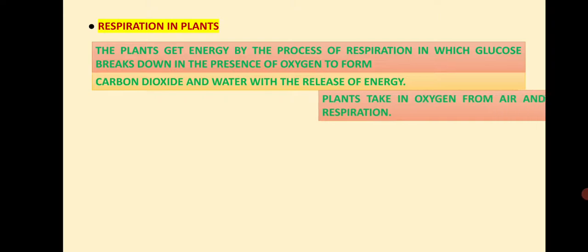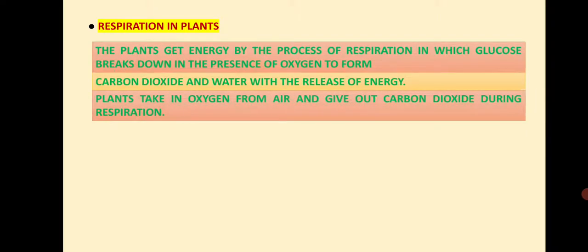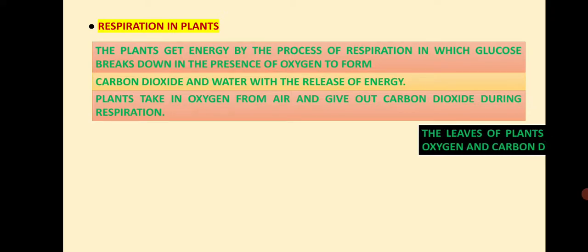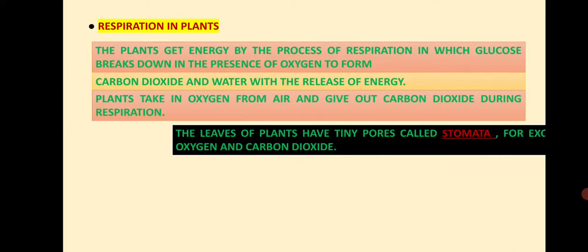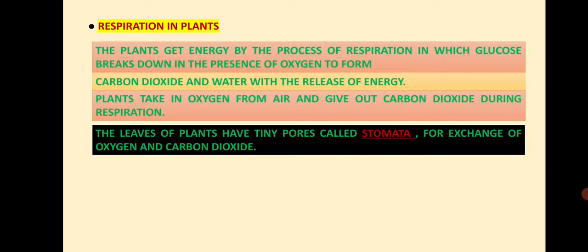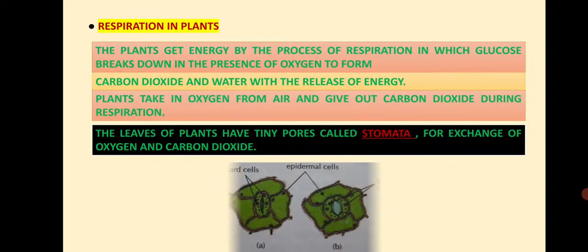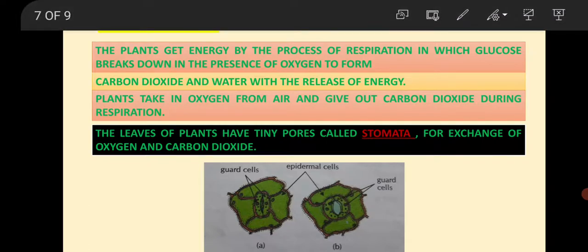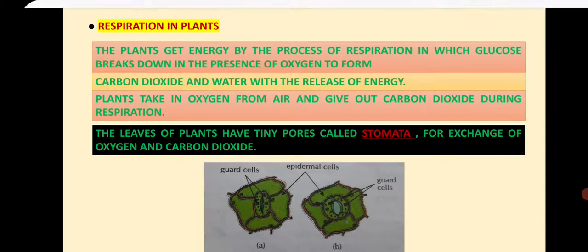Plants take in oxygen from the air and give out carbon dioxide during respiration. The leaves of plants have tiny pores called stomata. The stomata are tiny pores mostly found on the lower surface of the leaves, and they are used for the exchange of gases like oxygen and carbon dioxide. Hence, respiration occurs through them in plants.